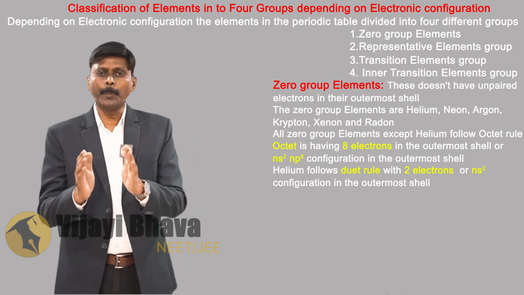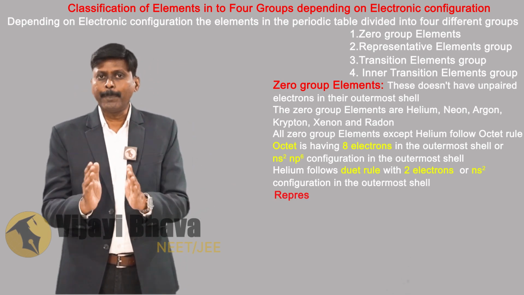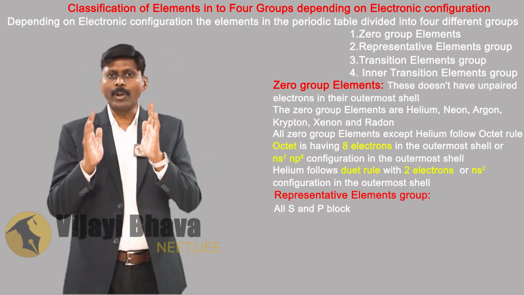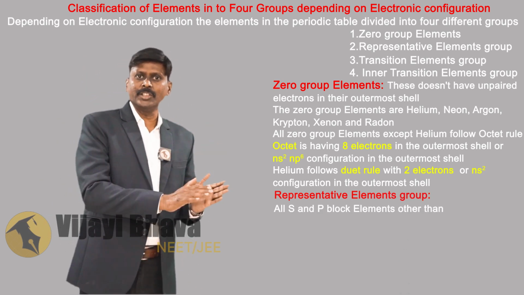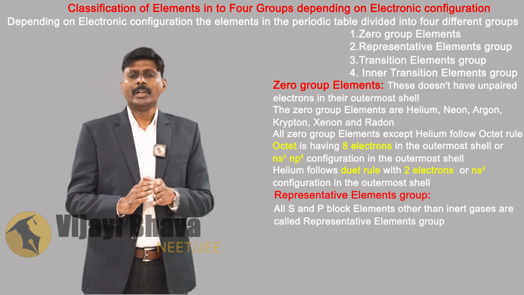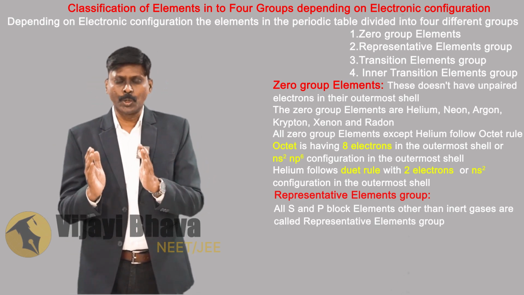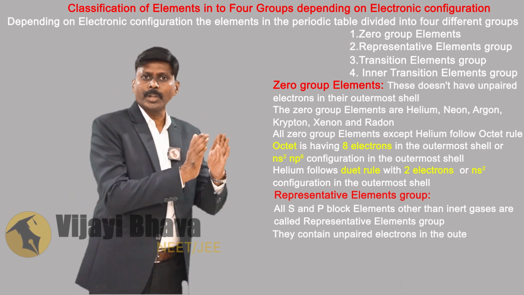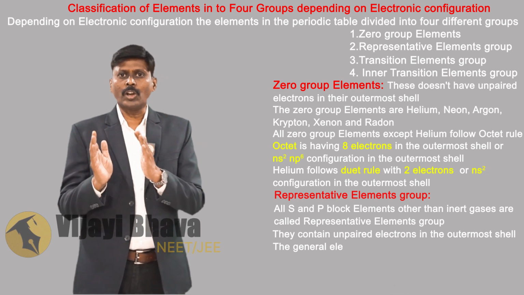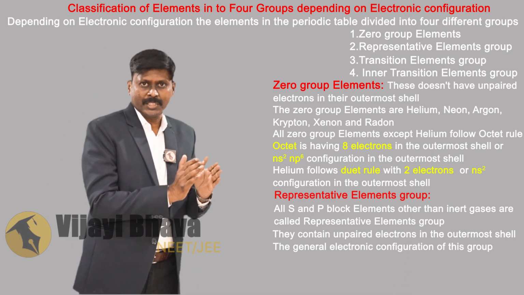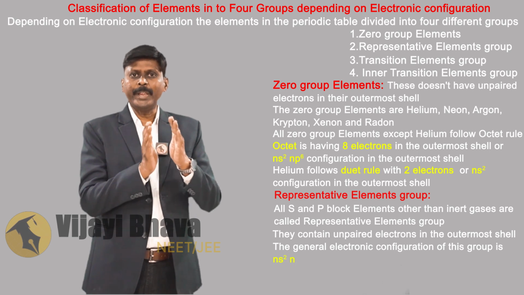The next group in this series is representative elements group. All s and p block elements other than the inert gases are called representative elements. The representative elements group contain unpaired electrons in their outermost shell. The general configuration of representative elements is ns2 np1 to 5.